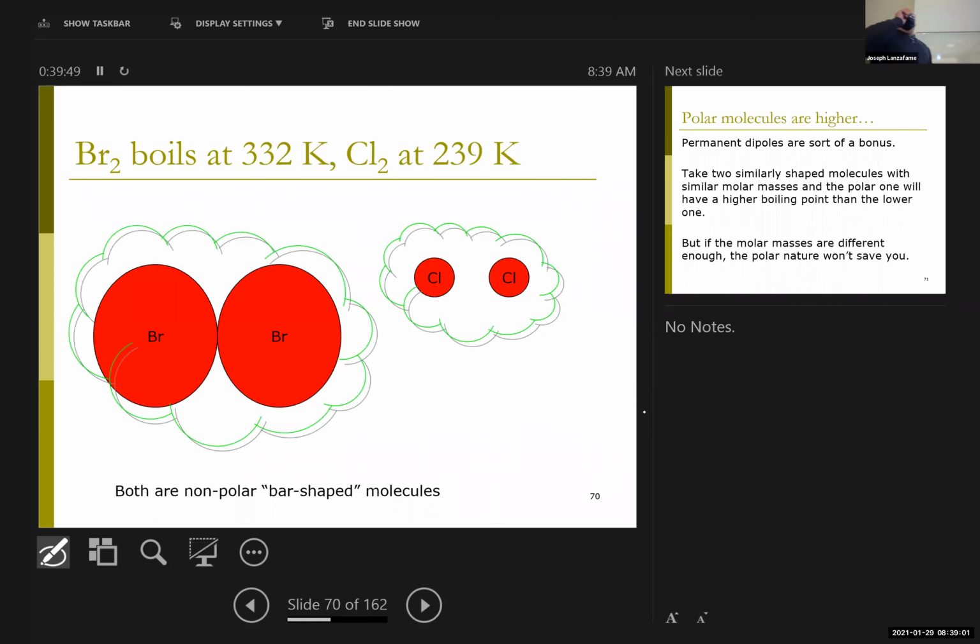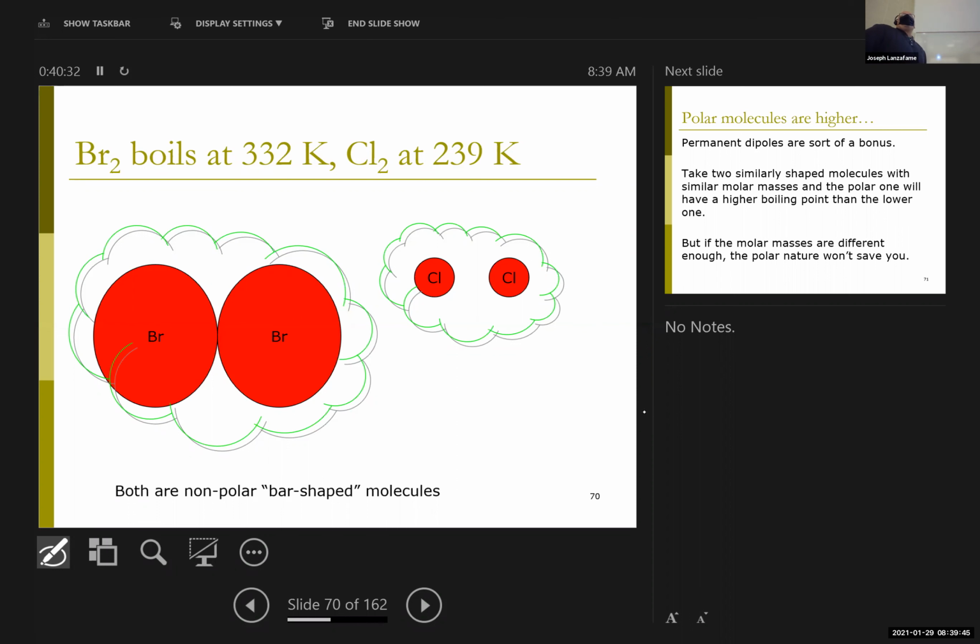If I actually compare bromine, the molecule, to chlorine, the molecule, now my argument about van der Waals forces works perfectly, right? Bromine is much bigger molar mass-wise than chlorine. It should have stronger van der Waals forces. They're both nonpolar. They're also both shaped the same, right? They're both bar-shaped molecules. One's a bigger bar than the other, but they're both bars, so it's easy to overlap them. And now my hand-waving argument works perfectly. Bromine, the much larger molecule, boils at 332 kelvins, whereas chlorine boils at 239 kelvins.